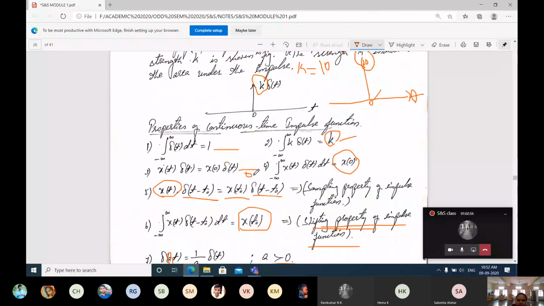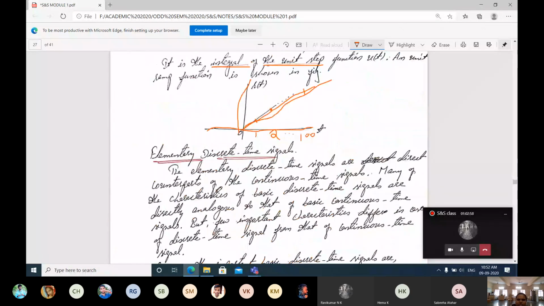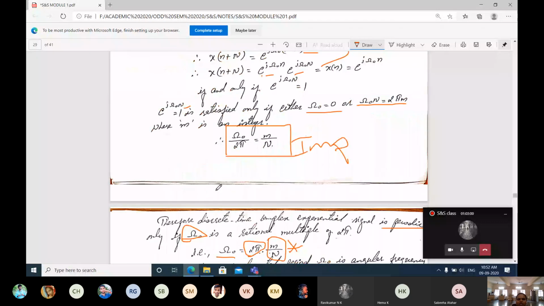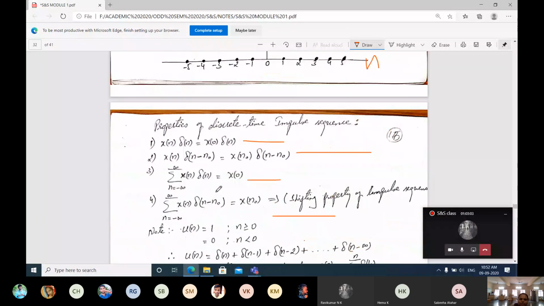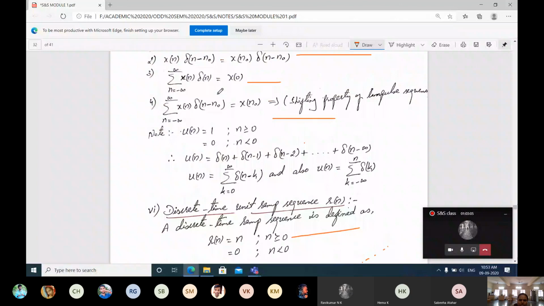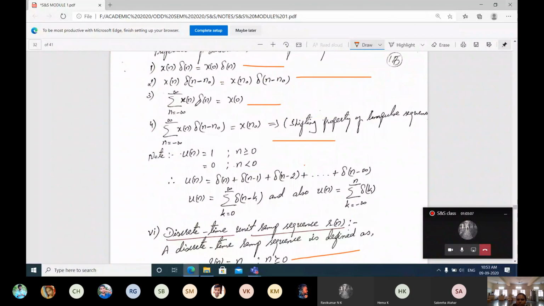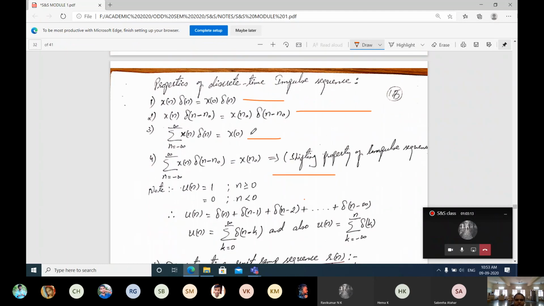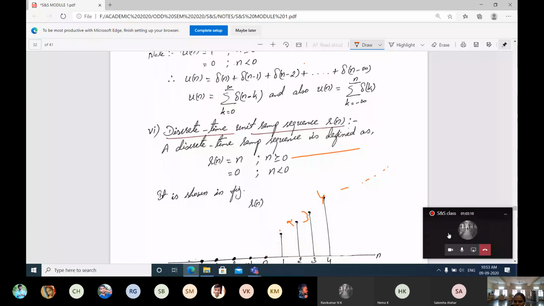Here, the same equation, instead of continuous, is in terms of discrete values. These are all the shift operations. Instead of taking integration, we are going to take a summation. That is very important. These are all the properties of an impulse response. Okay, we will stop the session today.